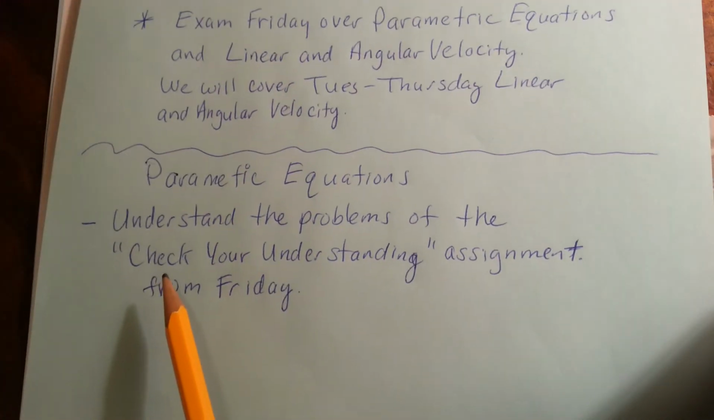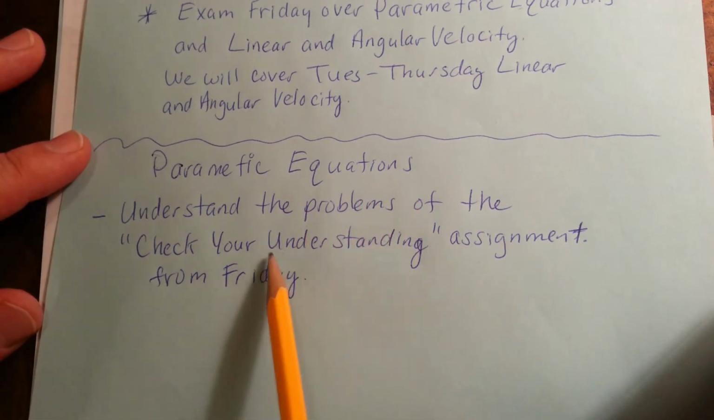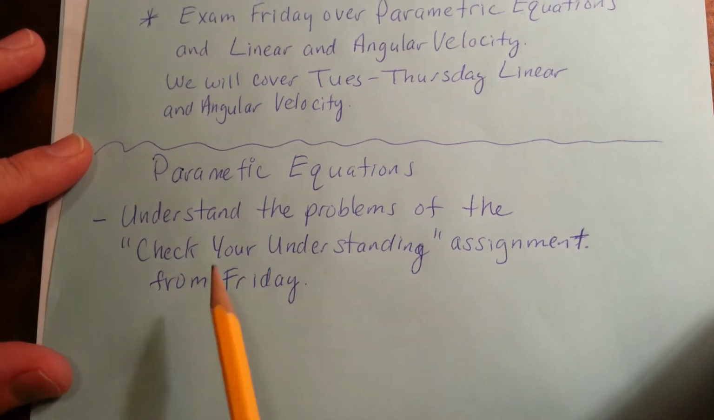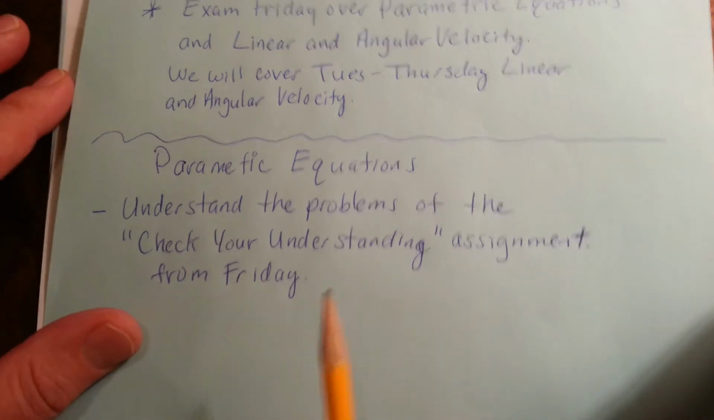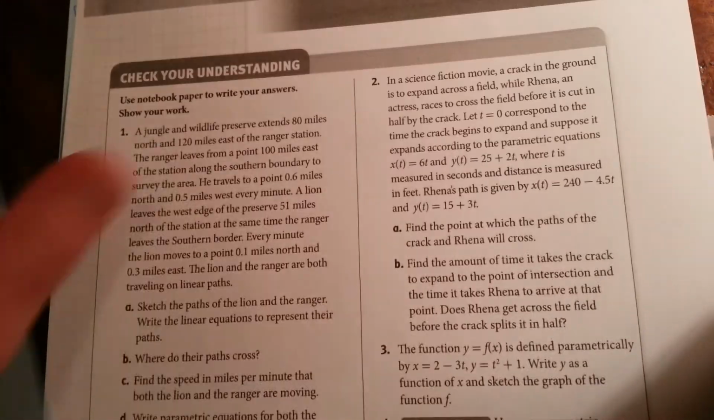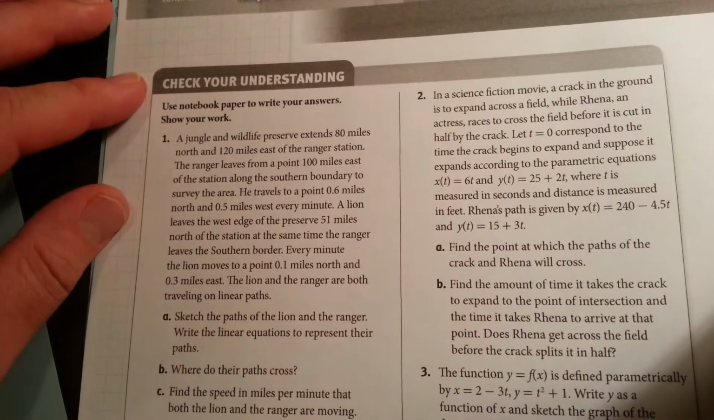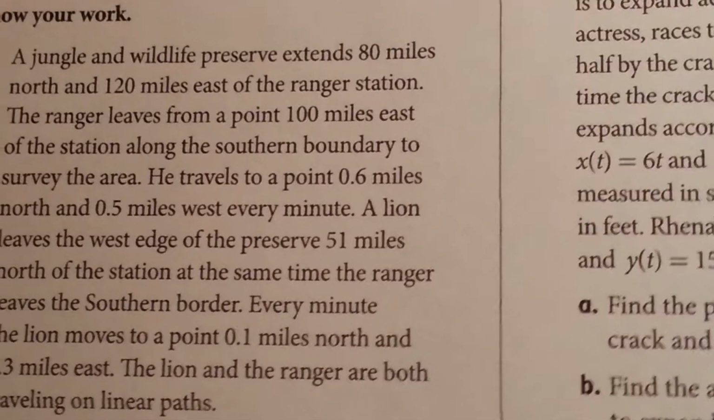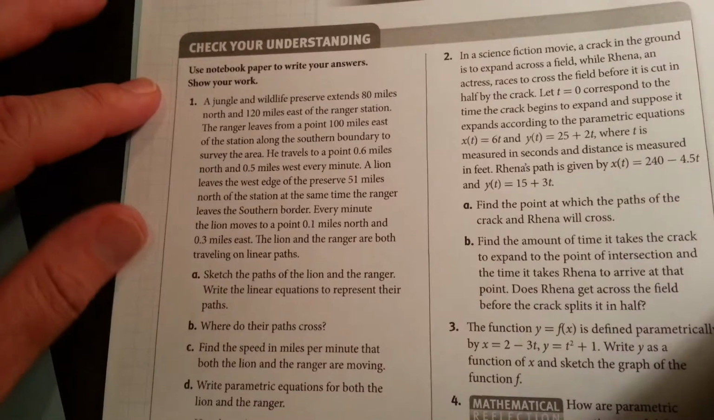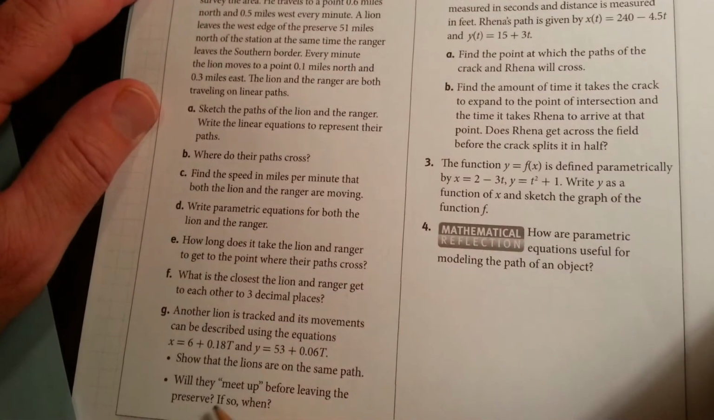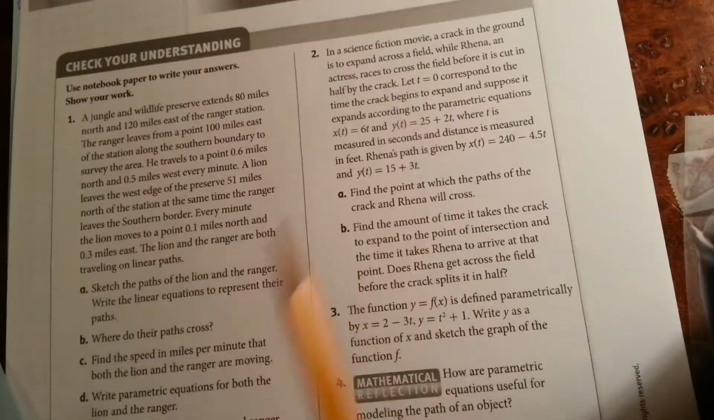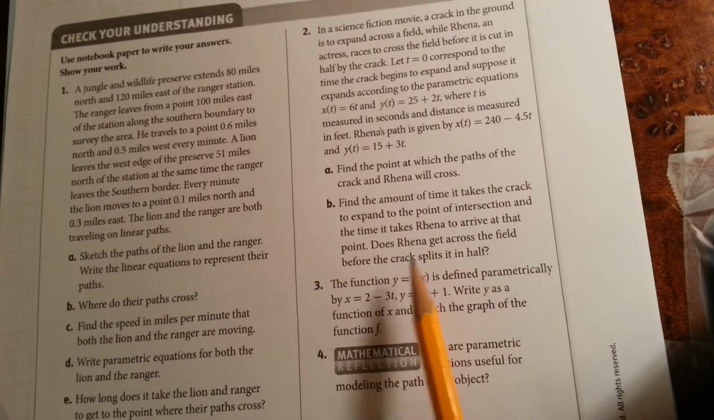Remember, for parametric equations, you need to understand the problems of the Check Your Understanding assignment. That was when I finally came back, this assignment here, okay? And we had the lion and the ranger, all right? So this is the problem. If you can get through 1A through G, that'd be excellent. I'd love to see everyone be able to understand all of this, but if you have this understanding, you should be in good shape.